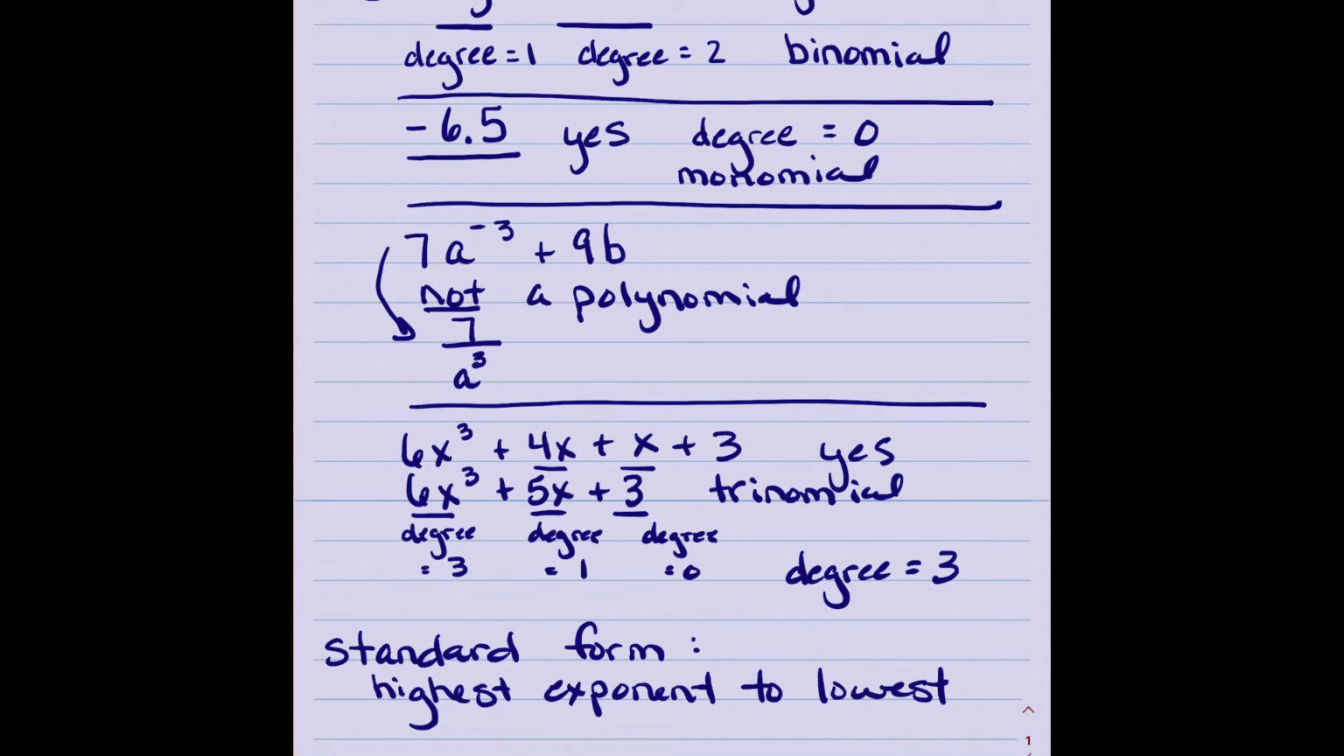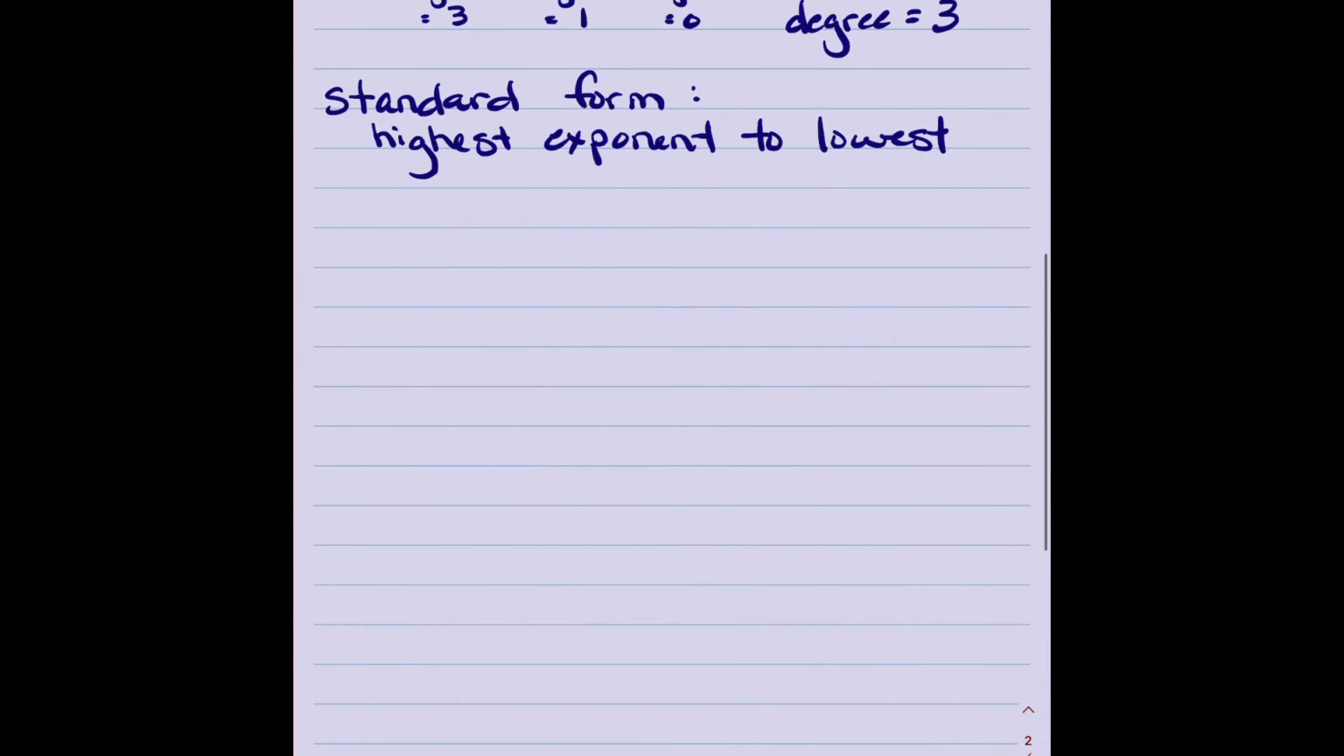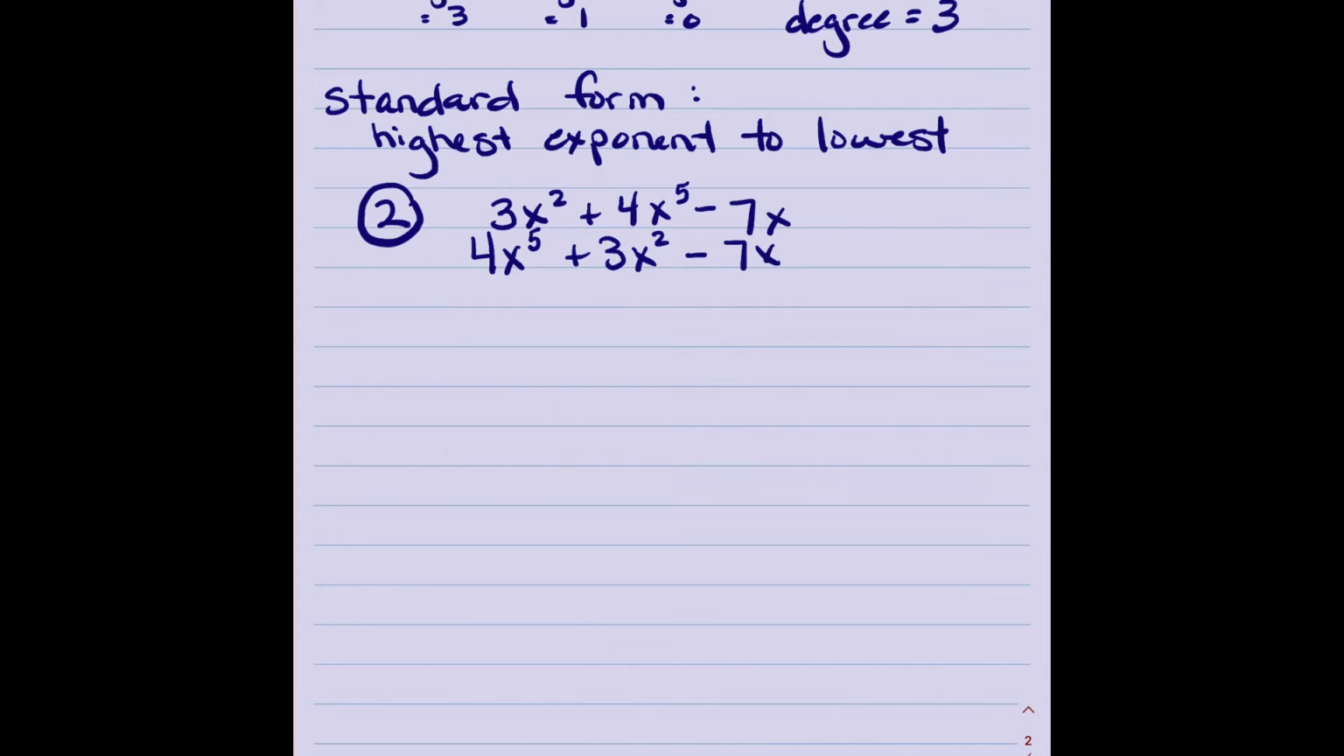In order. So, for example, let's call this example 2. Make sure you number that for me. I have 3x squared plus 4x to the 5th minus 7x. And it says to put this in standard form. And so we are going to rearrange this and put the 4x to the 5th first, and then the 3x squared, and then the minus 7x. So see how I've put it in order of the exponents.